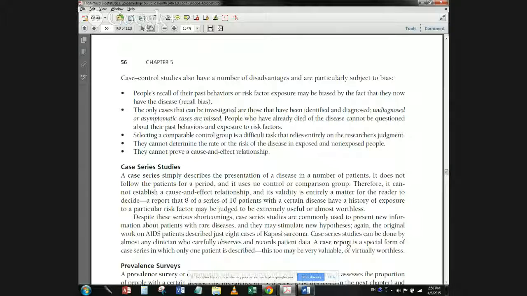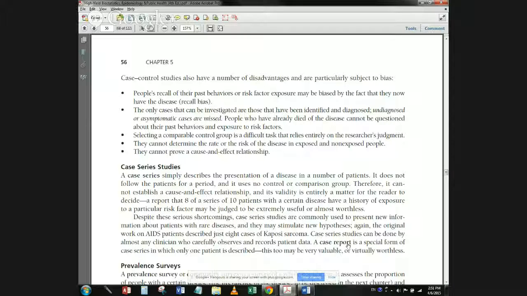Selecting a comparable control group is a difficult task that relies entirely on the researcher's judgment. Also, they cannot determine the rate or the risk of the disease in exposed and non exposed people. And they cannot prove a cause and effect relationship.